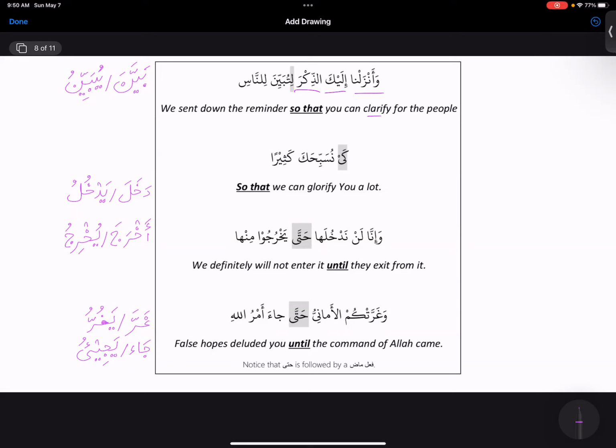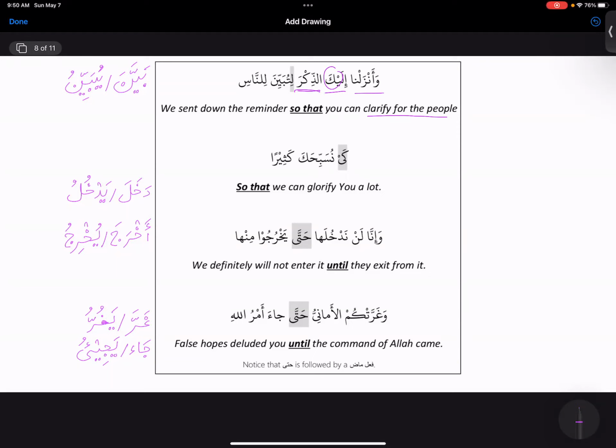So now basically it is referring to the doubt they had before, like the people of the book, right? They were bringing a lot of change in their books and having doubts. So Allah subhanahu wa ta'ala is saying that we have sent down, and this ilayka is specifically to Prophet Muhammad sallallahu alaihi wasallam, and this dhikra is basically the specific revelation, the Quran. So we have sent down the reminder or the book or Quran so that you can clarify for the people.